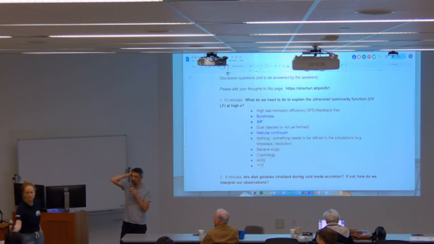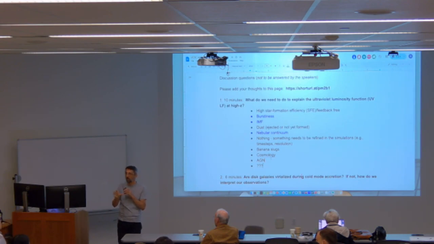Exactly. For instance, the most distant one, which is very luminous, is not particularly compact and dense. That's quite standard.